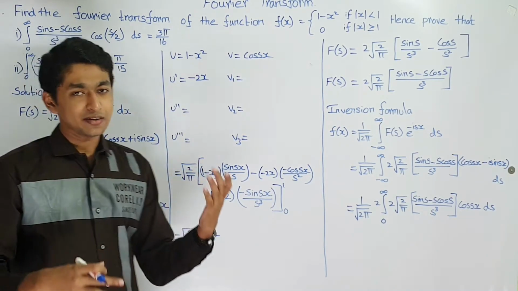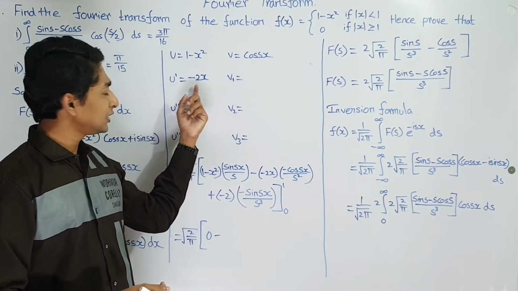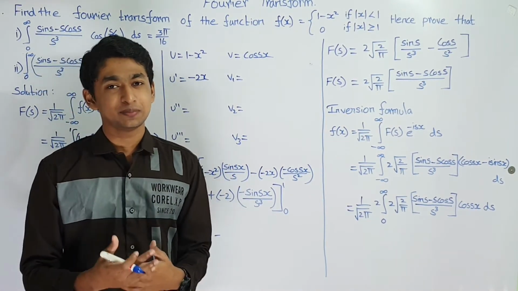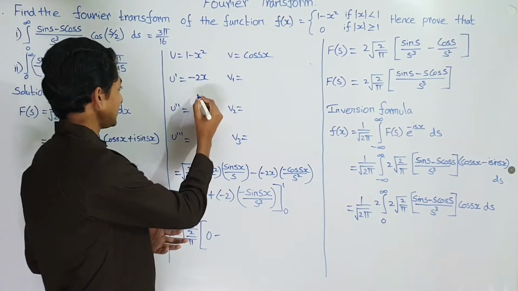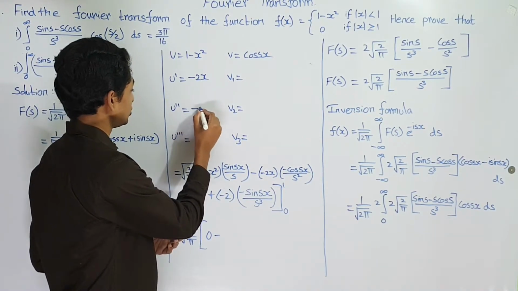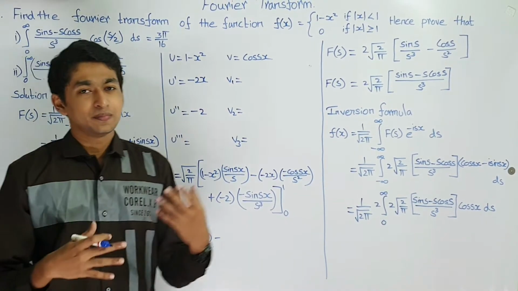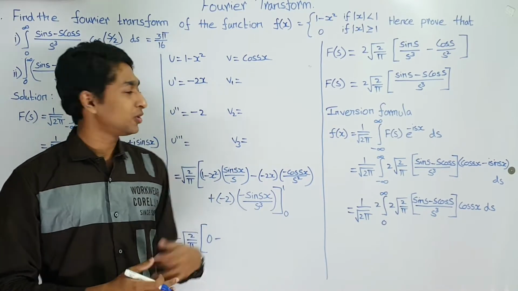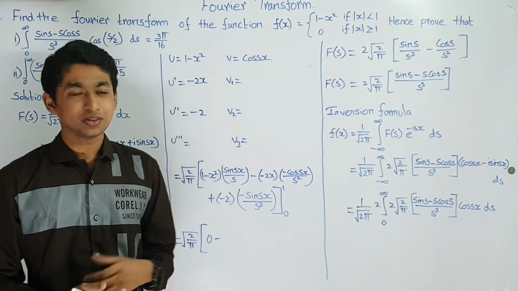Okay. Then again we are going to differentiate this minus 2x. So minus 2x differentiate பண்ணா என்ன வரும்? Minus 2 differentiate பண்ணா இந்த x term போயிடும். So minus 2. If you differentiate again the minus 2, ஒரு constant and x term எதுவும் இல்ல. So 0.